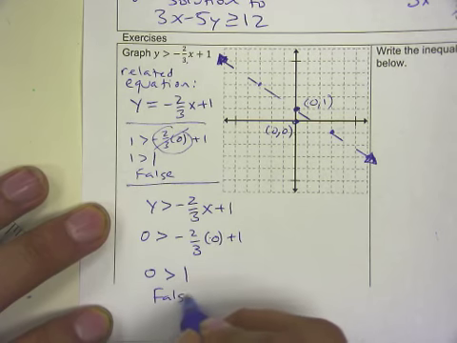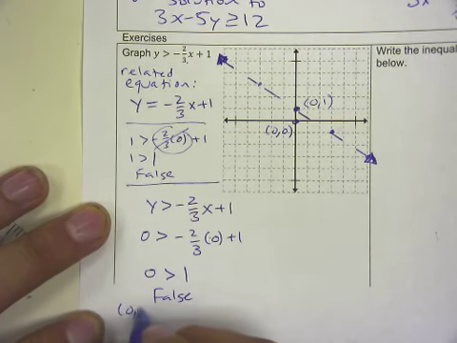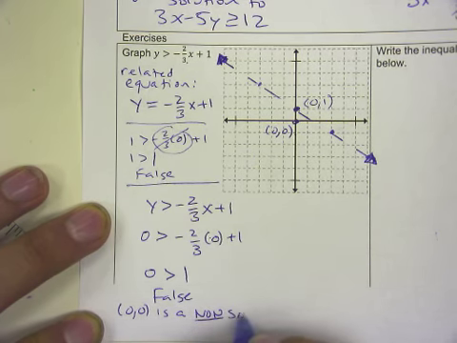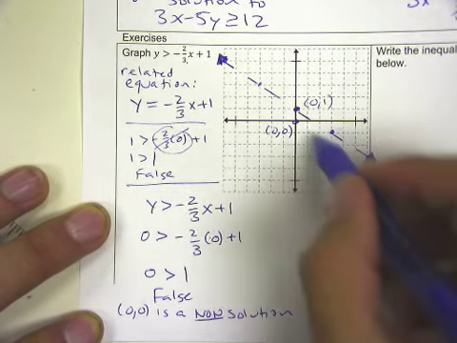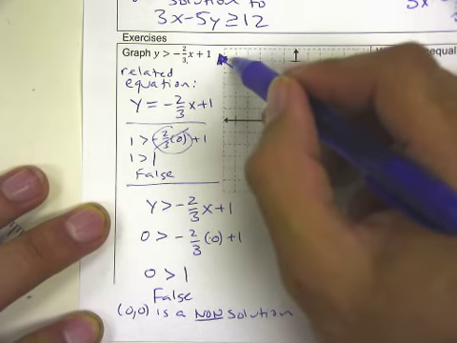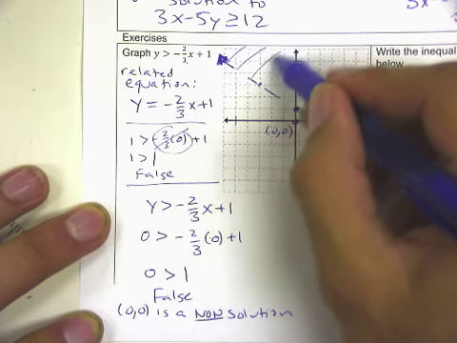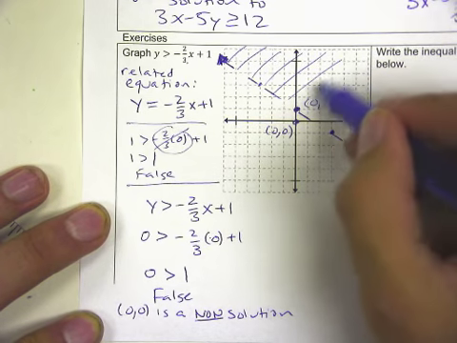This is false. What this means is that (0, 0) is a non-solution. Because (0, 0) is a non-solution, we know all of the values on this same side of the boundary are non-solutions, which means all of our solutions are on the other side of the boundary.